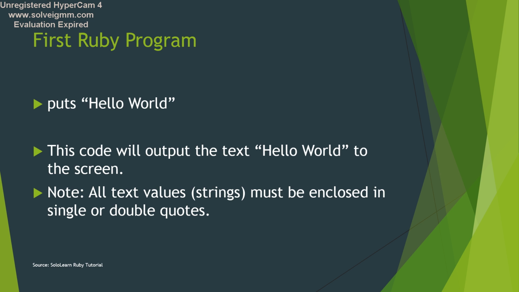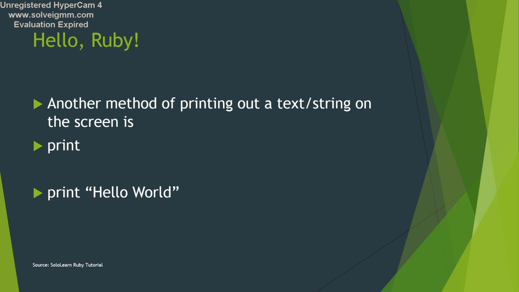The first Ruby program is here: puts "hello world". This code will output the text hello world to the screen, and take note that all text values or strings must be enclosed in single or double quotes. Another method of printing out a text or string on the screen is print "hello world".